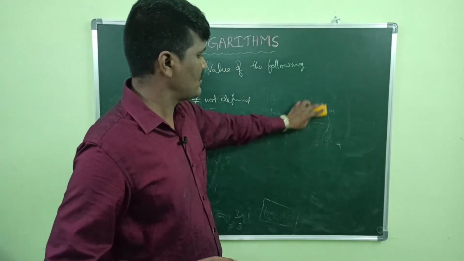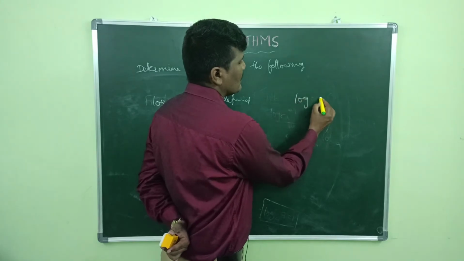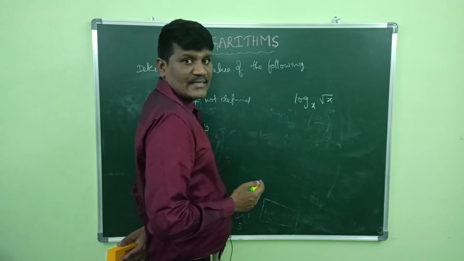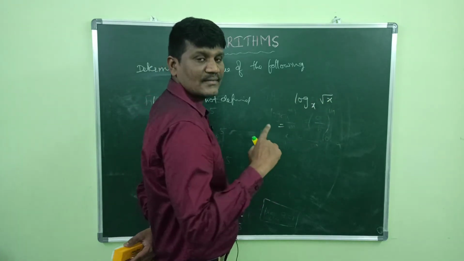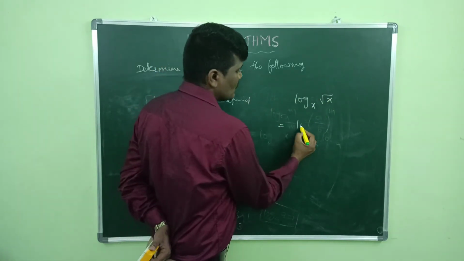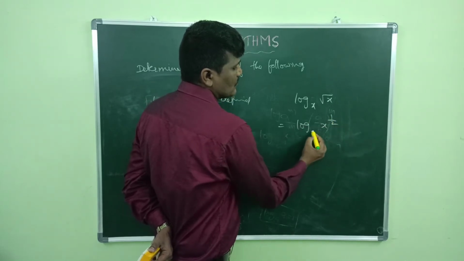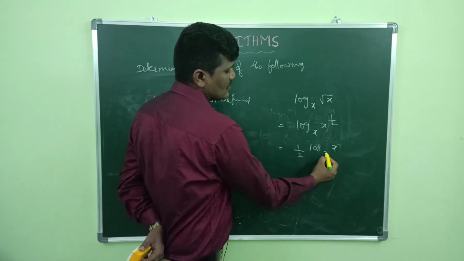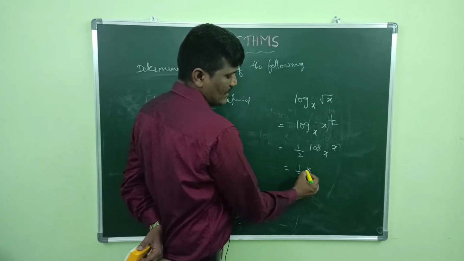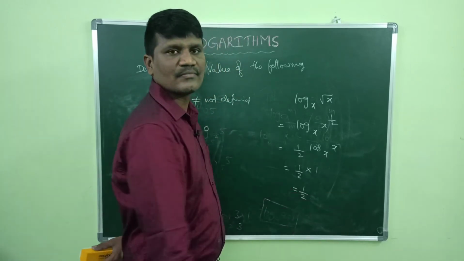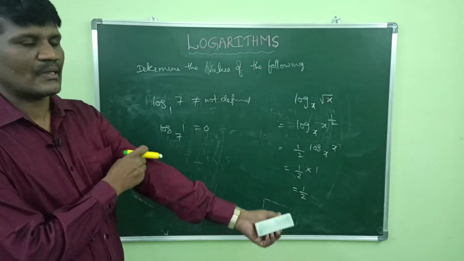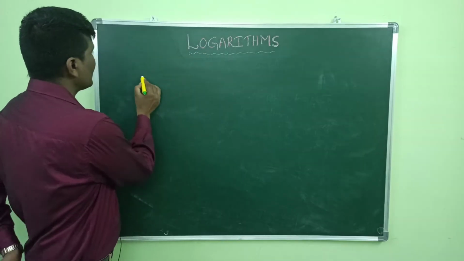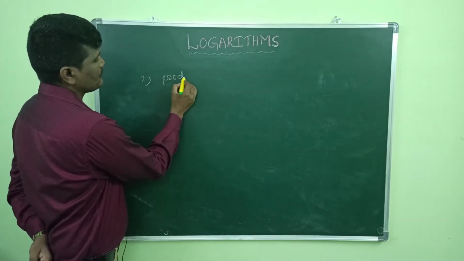Suppose the problem is log root x to the base x. You can easily do it because root x I can write as x power 1 by 2. So log x power 1 by 2 to the base x. Use the power rule, 1 by 2 log x to the base x. So 1 by 2 into 1 is equal to 1 by 2. Okay. So these are the problems related to power rule. The second rule is product rule.